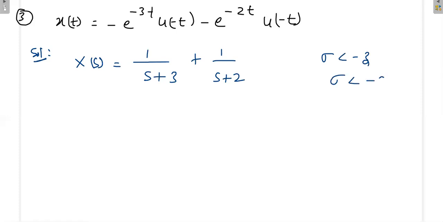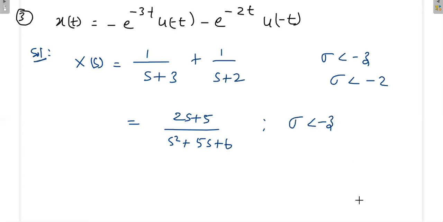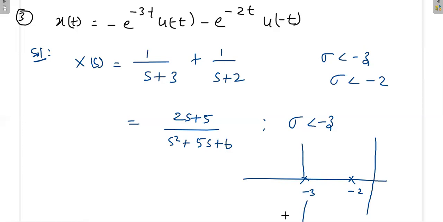Then what is the common ROC? Again the final answer here is 2s plus 5 divided by s square plus 5s plus 6. Then what is the common ROC for this one? That is less than minus 3. Say for example you are having minus 3 and minus 2. One is less than minus 3 and another one is less than minus 2. Then what is the common ROC? Less than minus 3. So this region is the ROC for this question.